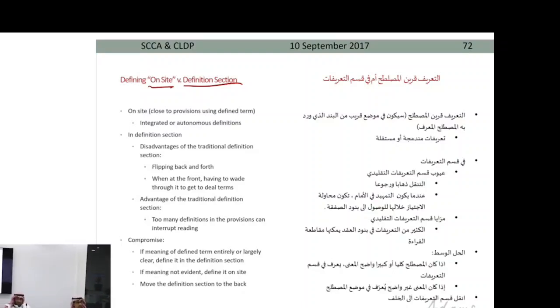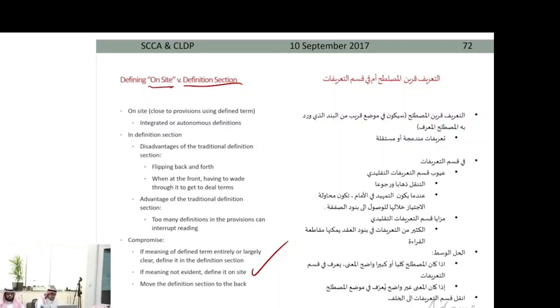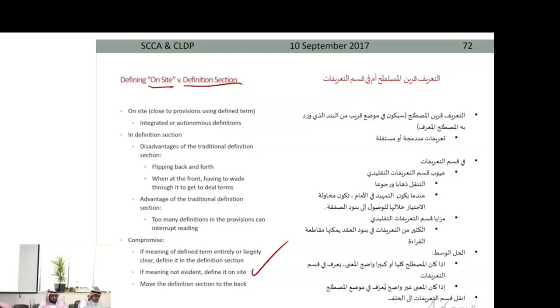So in the definition section it goes, and I'm going to put it towards the back in the miscellaneous provisions part of the contract. Then you have defined terms that don't have an obvious meaning, defined terms that are custom built for the transaction, for this contract. A defined term like excluded liabilities. If I see excluded liabilities in a provision, I'm going to say, I need to know what that means to understand this. So with a defined term like that, I'm going to put the meaning on site so the reader has access to it. So they don't have to run around looking for it.